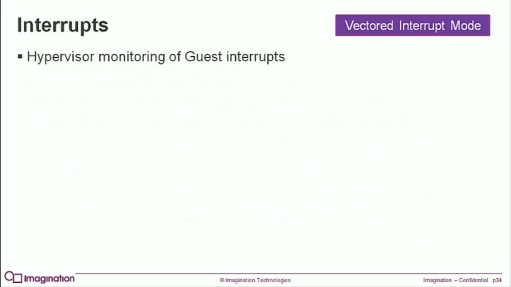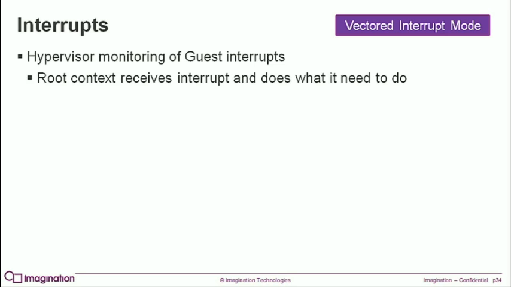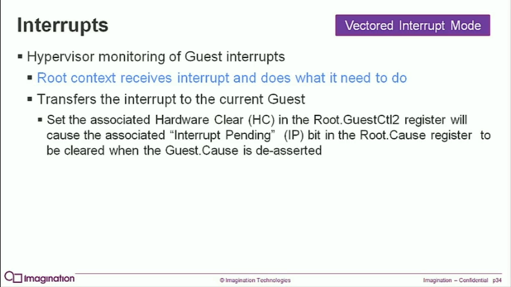If the hypervisor is monitoring guest interrupts, it will first receive the interrupt as if it were a root context interrupt. Then it will do what processing it needs to do. Once that is done, the hypervisor will set the hardware clear, or HC, bit in the root guest control 2 register that is associated with the interrupt pin.